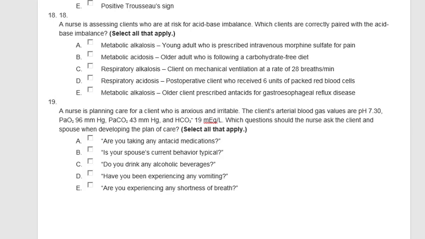Do you currently drink any alcoholic beverages? Alcohol can cause the metabolic acidosis as well. Have you been experiencing any vomiting? Vomiting is going to cause an alkalosis, so that's not the problem. Are you experiencing any shortness of breath? Shortness of breath again is going to cause respiratory acidosis, so that's not the problem. Okay, so your answer is going to be A and B. Oh wait, I'm sorry. B and C.